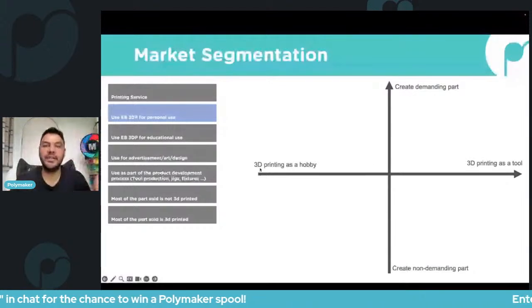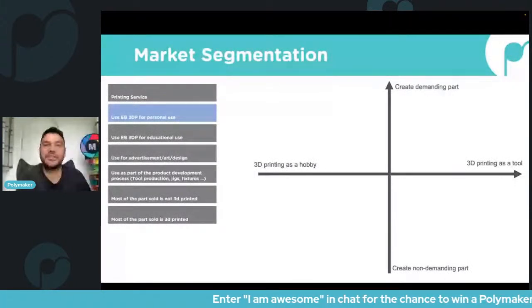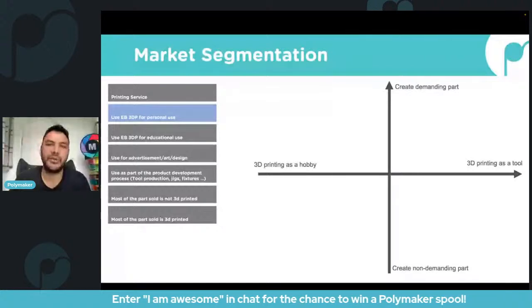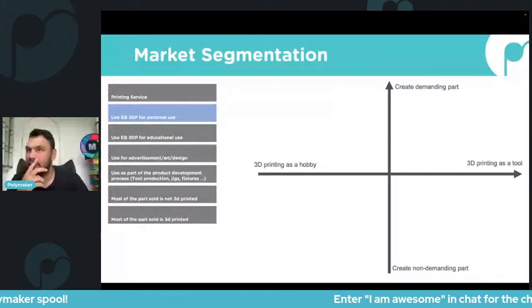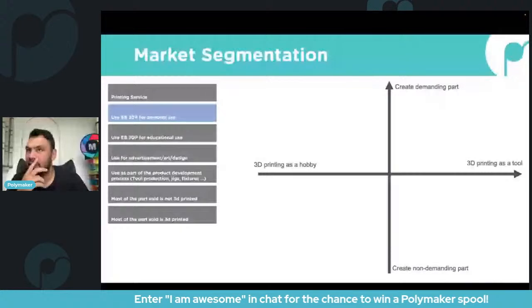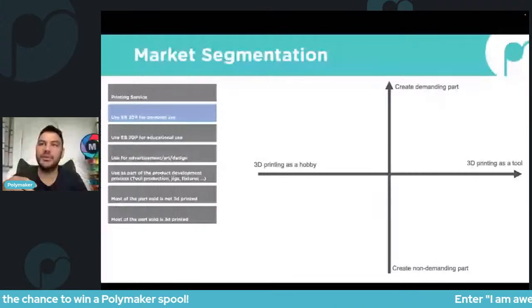0 being it's a hobby, right? You use a 3D printer because you just like using 3D printing. And as a tool, you don't really care about the printer, but you need what's coming out of the printer. You need it for something else, right? So where do you position yourself? What are all the spectrums? This is only the x-axis. I'm only asking for the x-axis just to make sure that you understand the difference between considering your printer as a hobby and considering your printer as a tool.